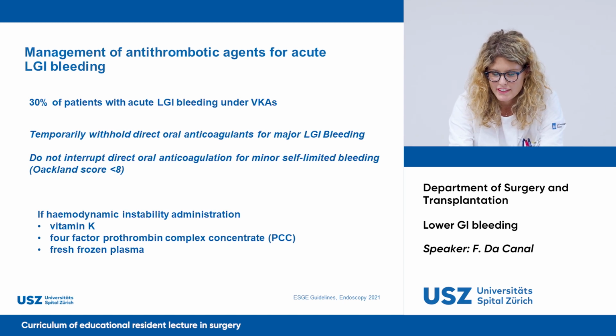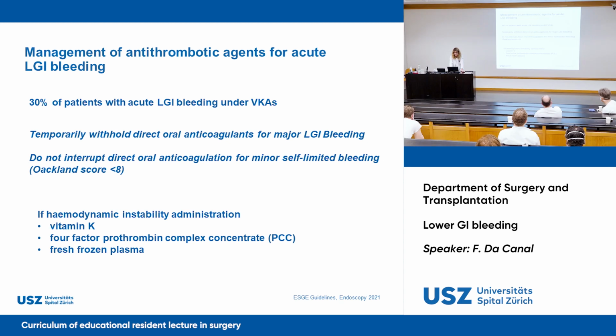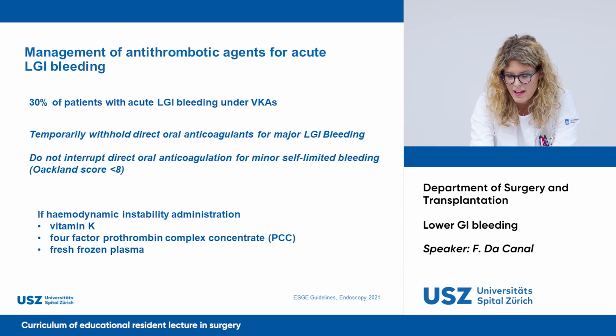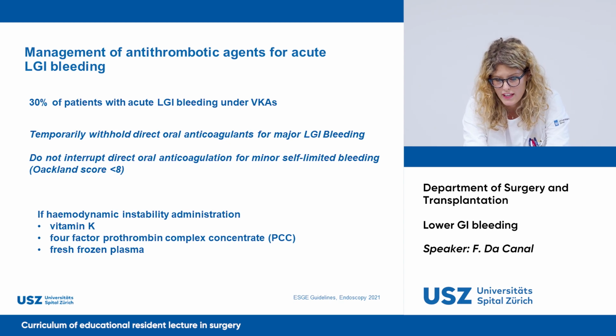Anticoagulant and antiplatelet use is reported in up to 30% of patients with acute lower GI bleeding, and temporary withholding of the oral anticoagulants and antiplatelets at presentation in patients with a major bleeding is suggested. For a minor self-limited bleeding with an Oakland score less than 8, the anticoagulation therapy doesn't need to be suspended.